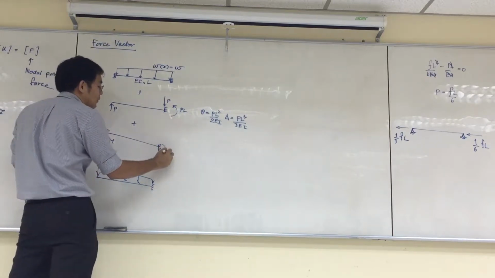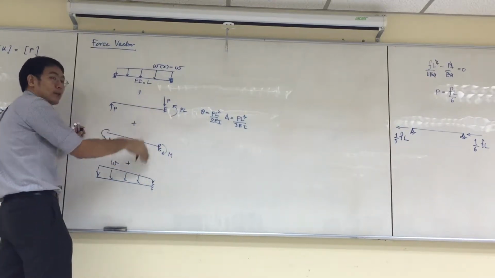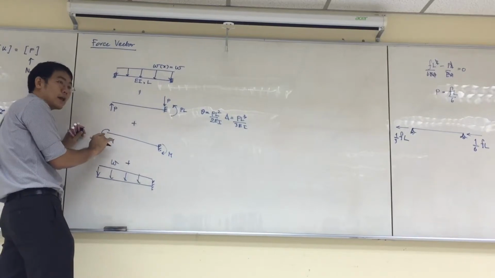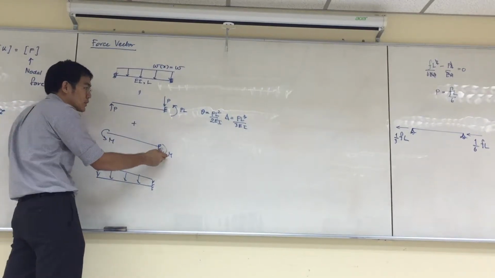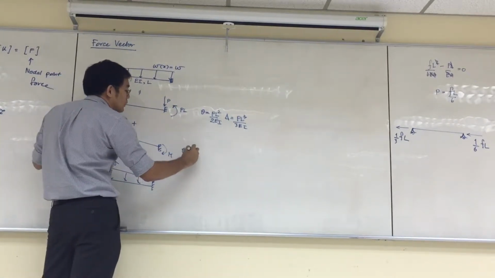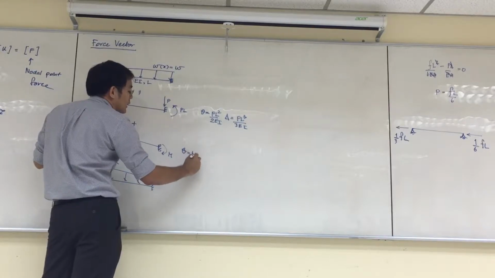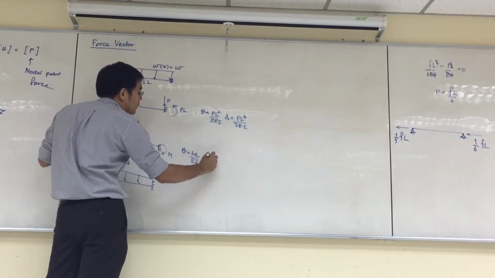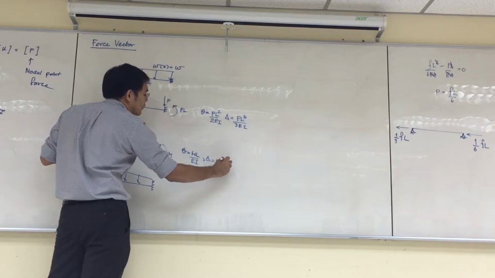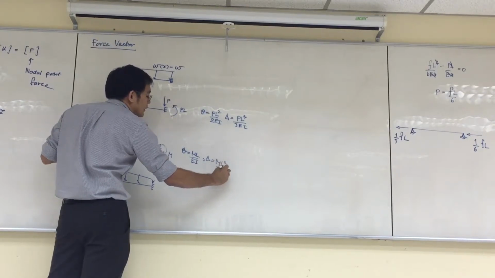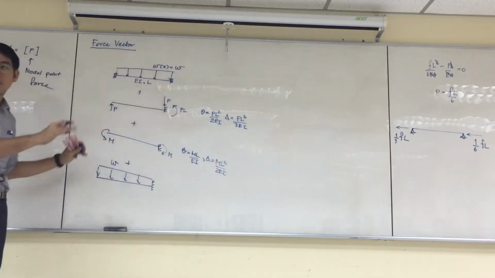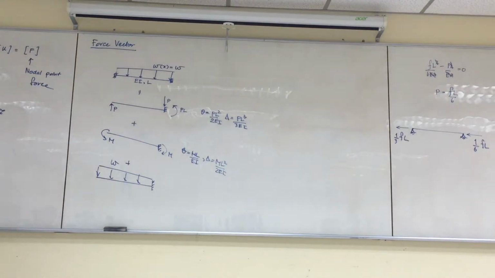This one you have the reaction M, you don't have the counterbalancing force because you don't apply any force, you don't have the reaction force. Theta equals ML over EI, and then the delta equals ML squared over 2EI. We know the direction of it. So we're gonna put it with the direction later.